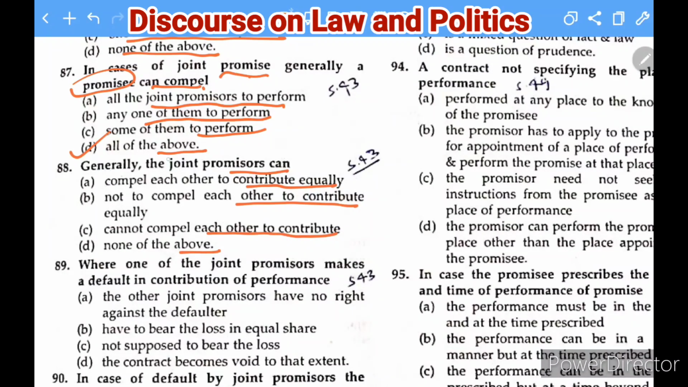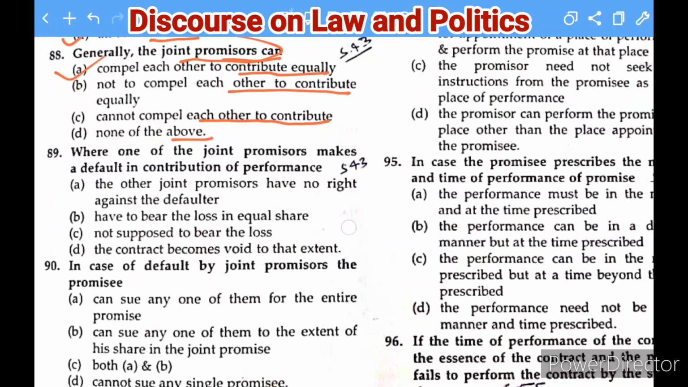So what you will find is that in case of joint promisers, whether he can compel each contributor to do equally or not to do equally. So what would be the right answer here? So he can compel each other to contribute equally. Now moving to the next question.